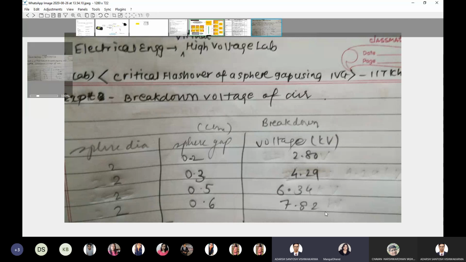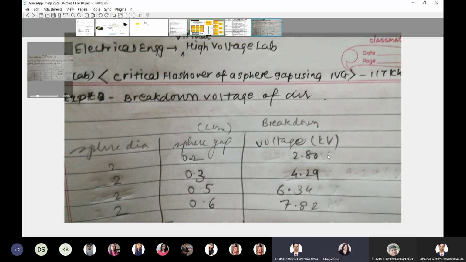So what is your observation with this observation table? Ma'am, I haven't completed it yet. Now see, you can see the readings. From readings, what can you conclude? Your sphere diameter is same, and the sphere gap you are changing 0.2, 0.3, and you got the breakdown voltage. So if we increase the sphere gap, then the breakdown voltage will increase. Okay. Now how will you find out breakdown strength with this reading? Breakdown strength will be breakdown voltage divided by the sphere gap.